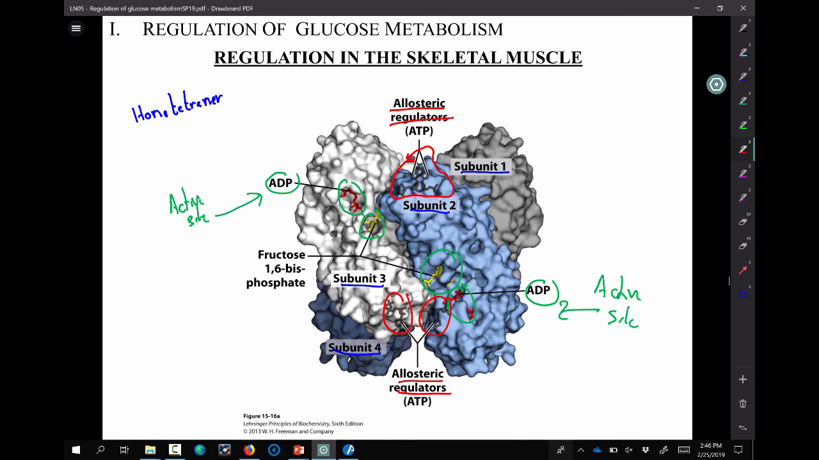Anytime you have allostery, we have T and R states. If the T state starts to become favored, that's because there might be some allosteric inhibitor or modulator involved, and that's exactly what's happening here. So allosteric inhibition is how we explain this.